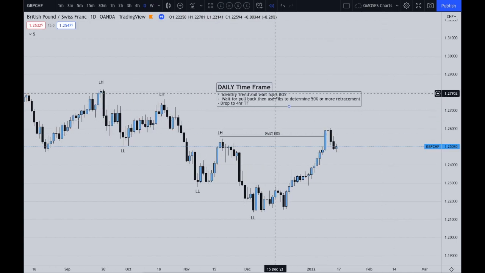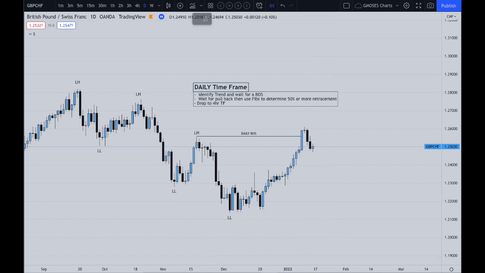So from there, it says we want to wait for a pullback, then use our Fibs to determine a 50% or more retracement. Okay, so we want to take our Fibonacci tool and we want to take it from the swing low to the swing high.